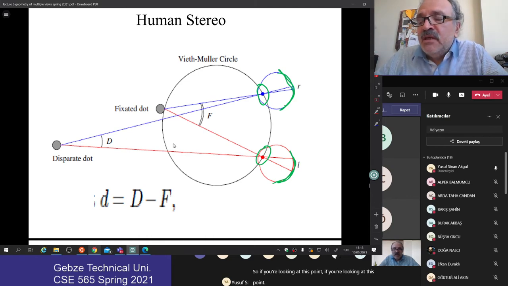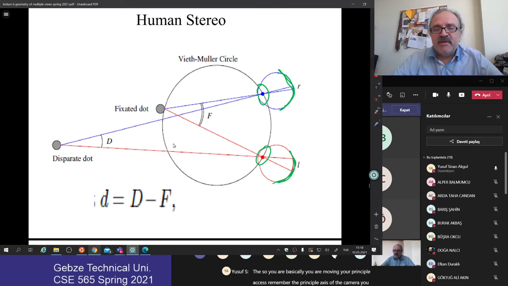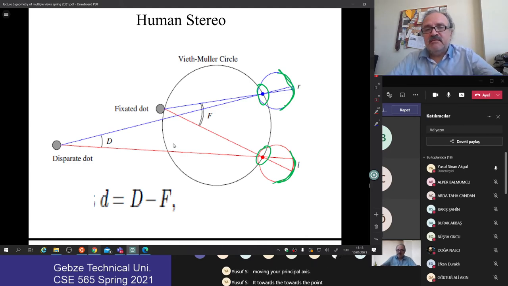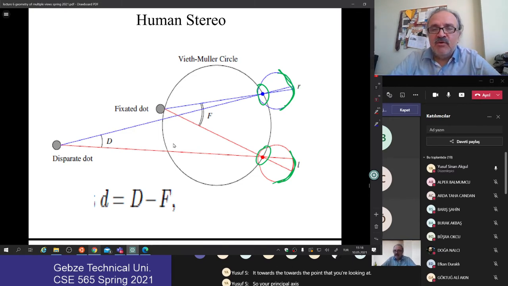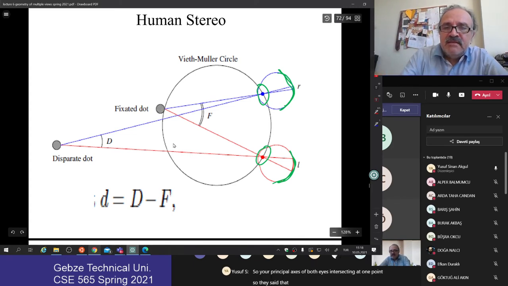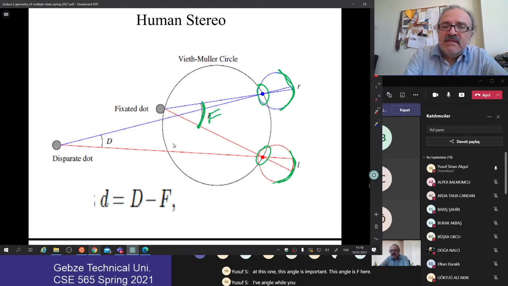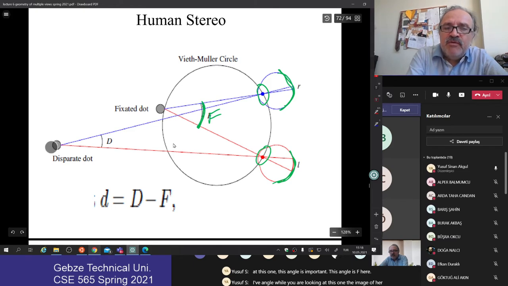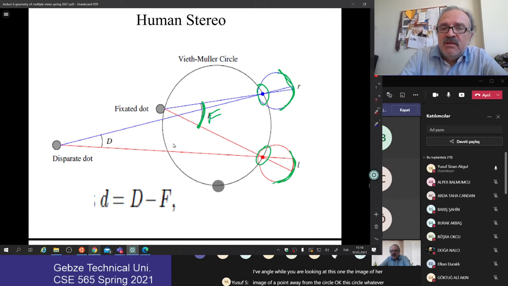So if you are looking at this point, you are basically moving your principal axis. Remember the principal axis of the camera? You are moving your principal axis towards the point that you are looking at. So the principal axes of both eyes intersect at one point. When you are looking at this one, this angle is important. This angle is F. Wherever you look on this circle, this angle will be the same F.